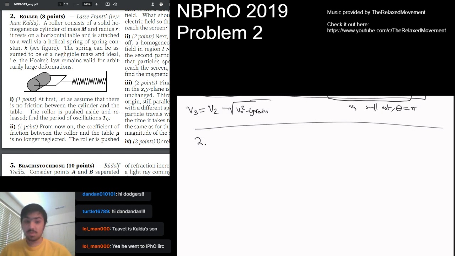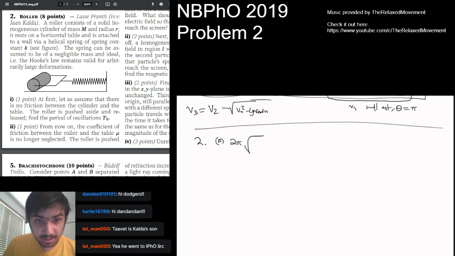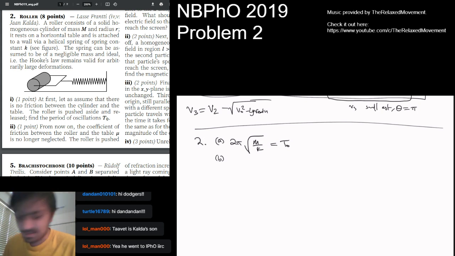Anyways, we can try prompt 2 part A. Okay, part A looks trivial. It's just 2 pi root m over k. I'm pretty sure there's nothing special about this. This is just a spring. Okay, so now I'm going to have to move around. But the picture is actually not bad. Let me just draw it right here.